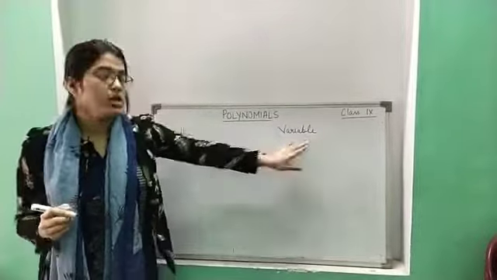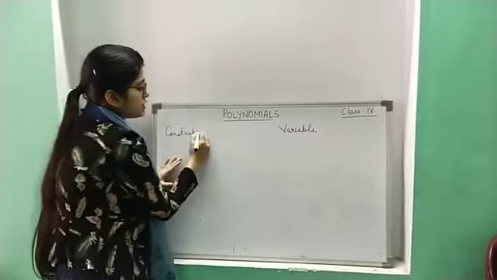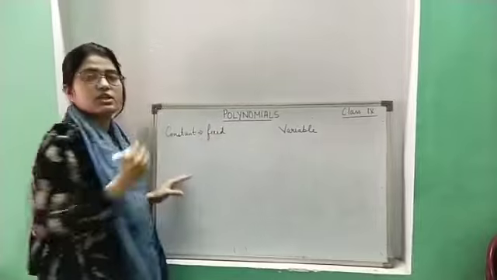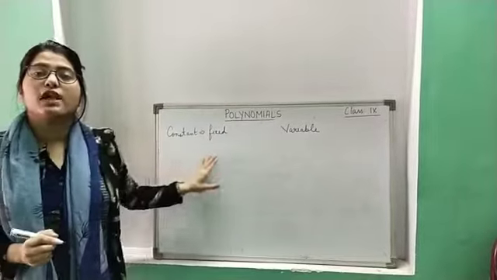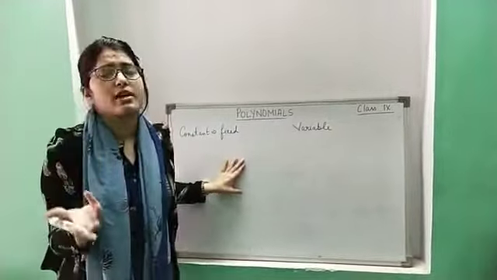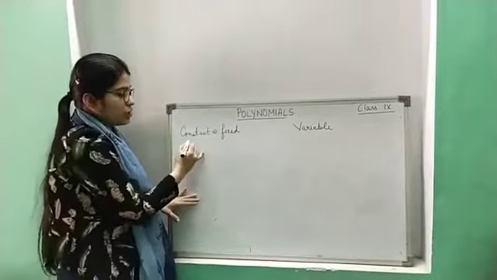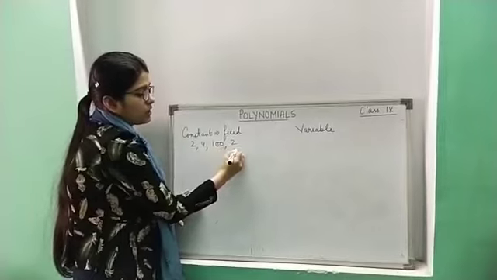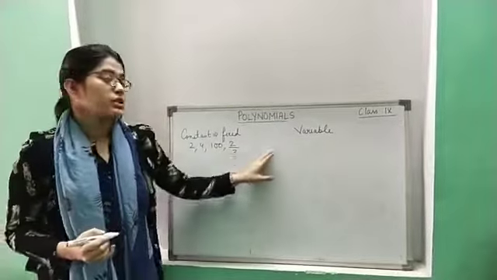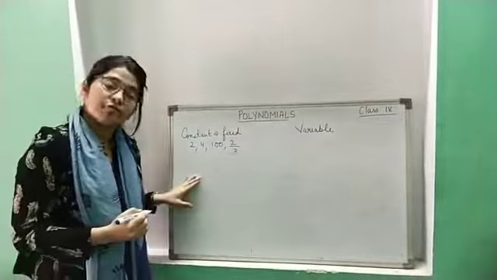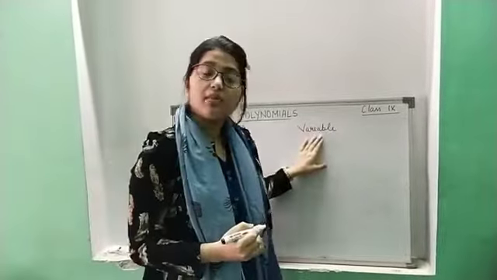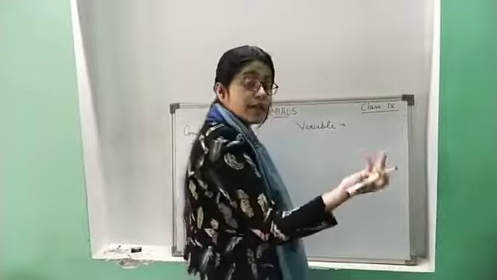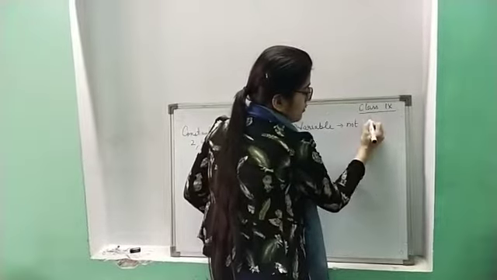So constant, as the name suggests, means those whose values are fixed. For example, normally they are numbers. We can take any number like 2, 4, 100, 2 upon 3. They are all constants. Why? Because their values are fixed. Now variable. Variable means those whose values are not fixed. They will vary.